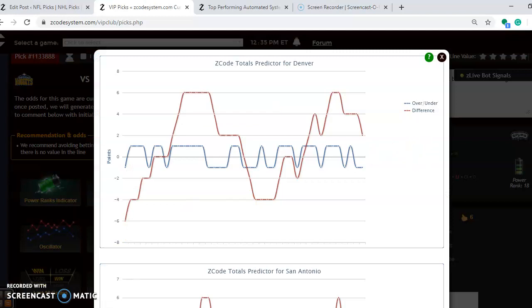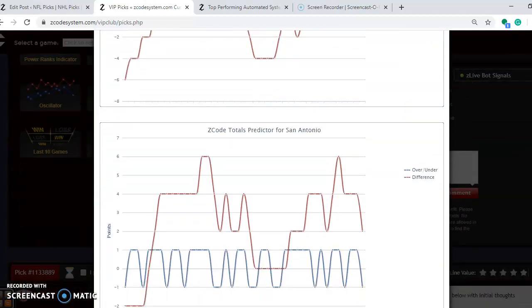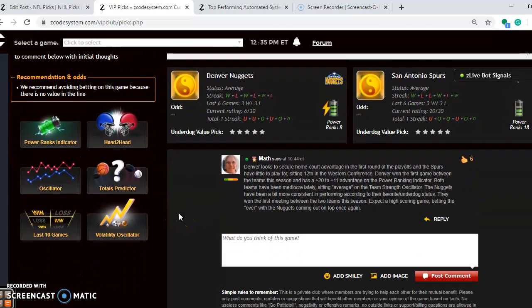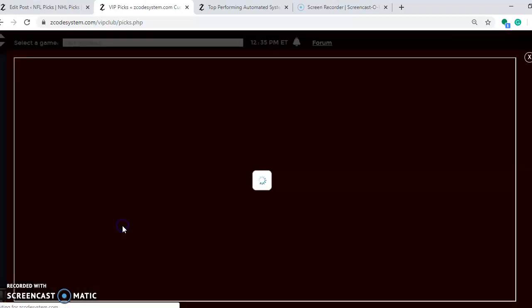Considering the over and under, you can see that Denver is playing games trending over. So is San Antonio. Betting the over is a wise choice in this one. I might have already said that, but anyway, if I did, there you go. The over is the wise choice.